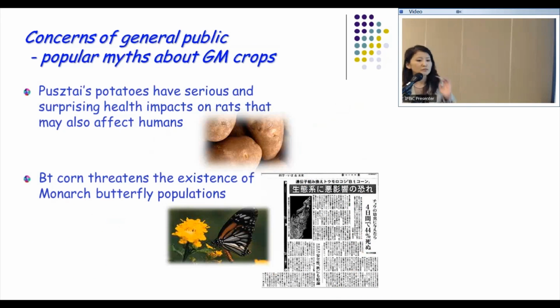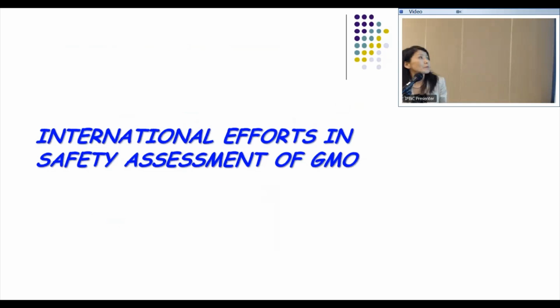But at the same time, concerns have been expressed by the general public, and popular myths about GM crops, such as the potato things or the Bt pollen against monarch butterflies, were circulated. But for the commercial use of GMO, much care has been taken to prevent any risks. And actually, international effort has been made for the safety assessment of GMO. And I'd like to briefly mention the outline of this.